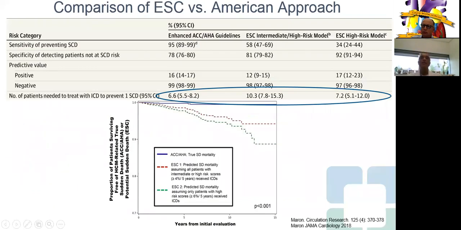Now, comparing the ESC versus the American approach, what this study shows is that the ACC, the American approach, is more sensitive than the European approach, and the number of patients needed to treat with ICD is much lower using the American approach versus the ESC approach.